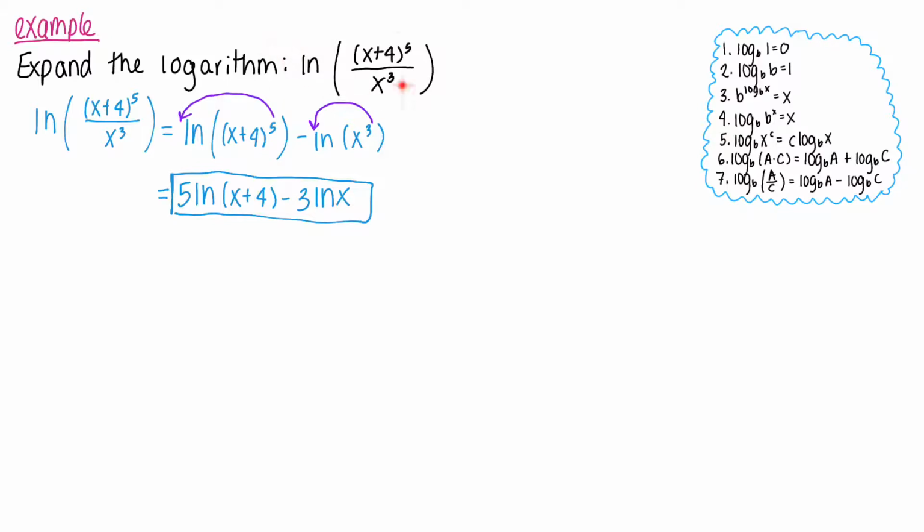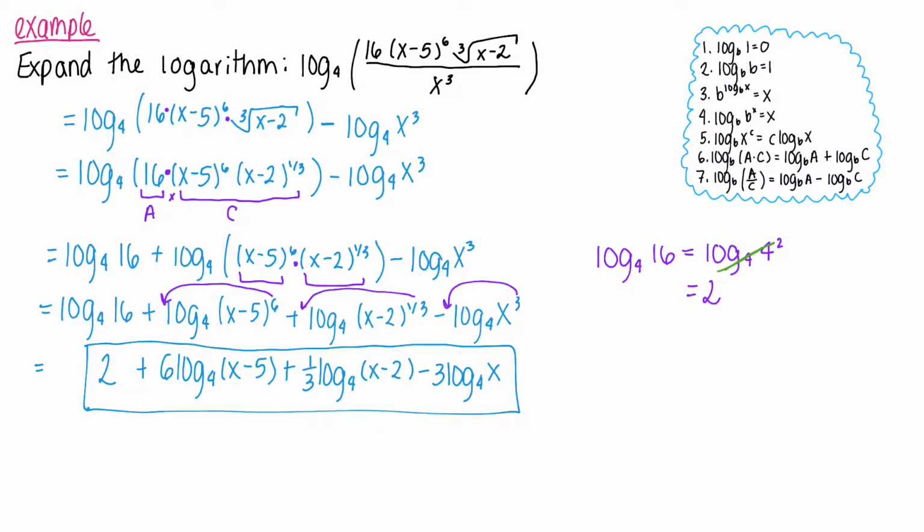Here's what we started with. Here's our final answer. Notice that the thing in the numerator was positive, and then the thing that was in the denominator is negative, and then it's just the exponents that are brought down. So the 5 gets brought down in front for this guy, and the 3 gets brought down in front for this guy.